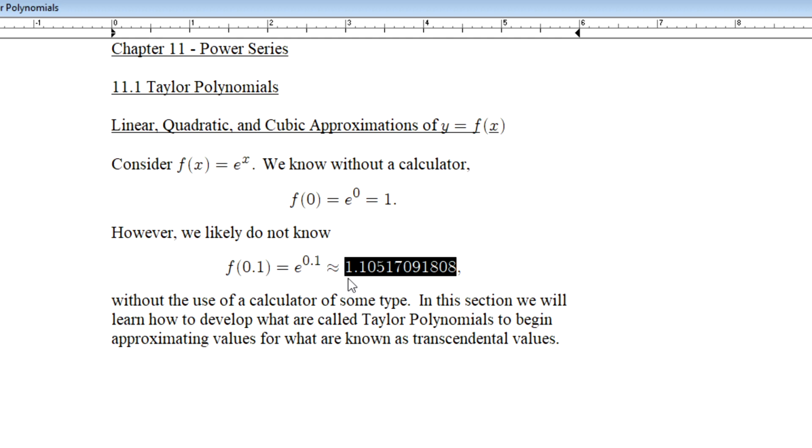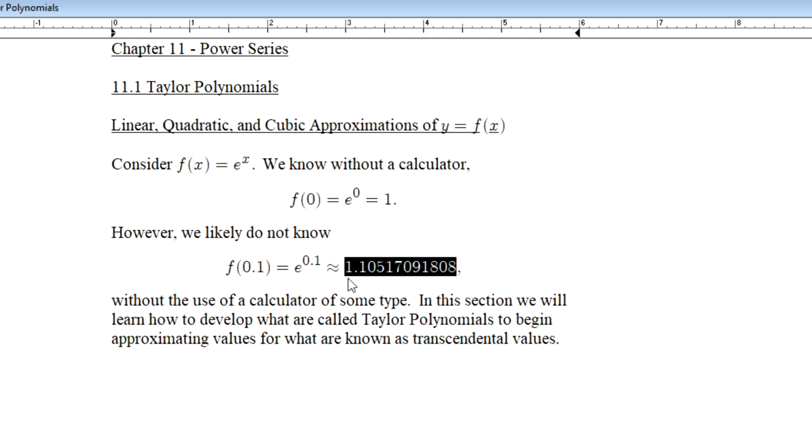Or how did mathematicians calculate e to the 0.1 value 50 years ago when calculators that we have today were the size of rooms, the size of whole floors on big buildings, to do these calculations? How did we do these calculations 100 years ago, at the beginning of the electronic age? We had to rely on some other methods.